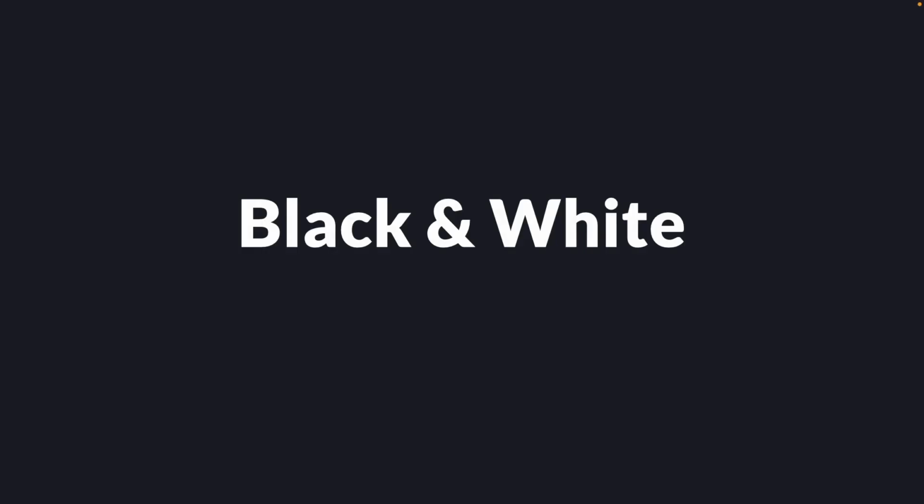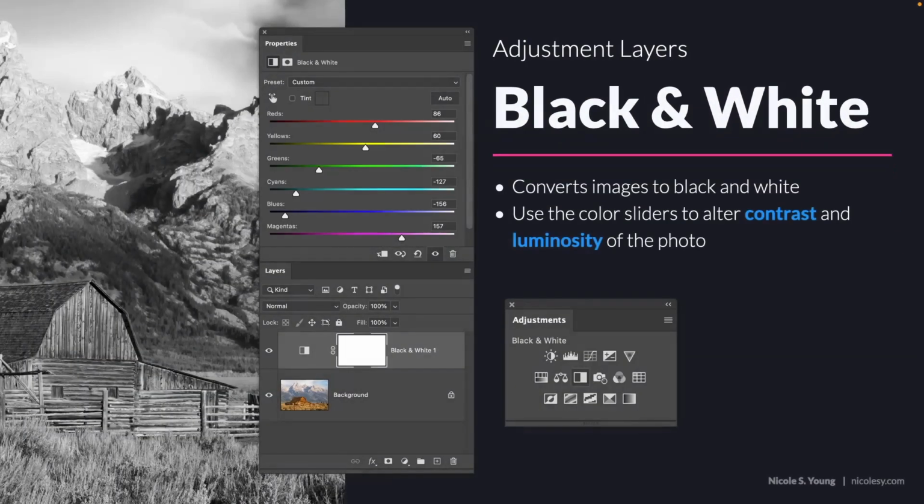Now let's go ahead and talk about the black and white adjustment. Adding a black and white adjustment is going to do so much more than simply desaturate your photo. You have all of these sliders that you can work with to add brightness and contrast to specific color ranges in the scene. Let's jump over to Photoshop and I'll show you how this adjustment works.